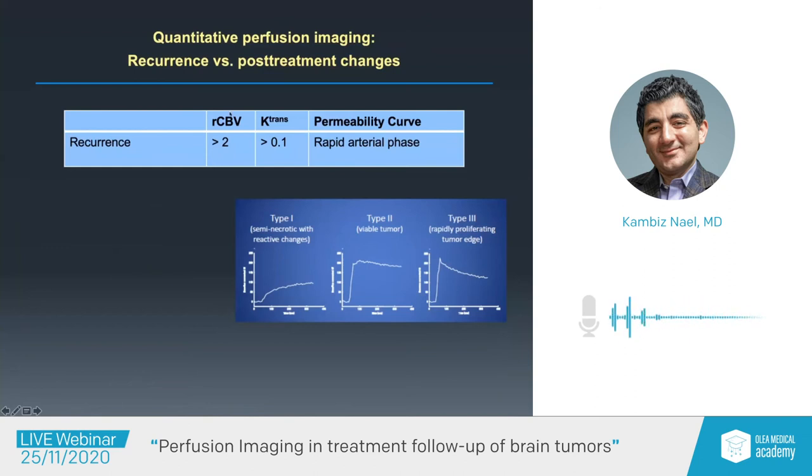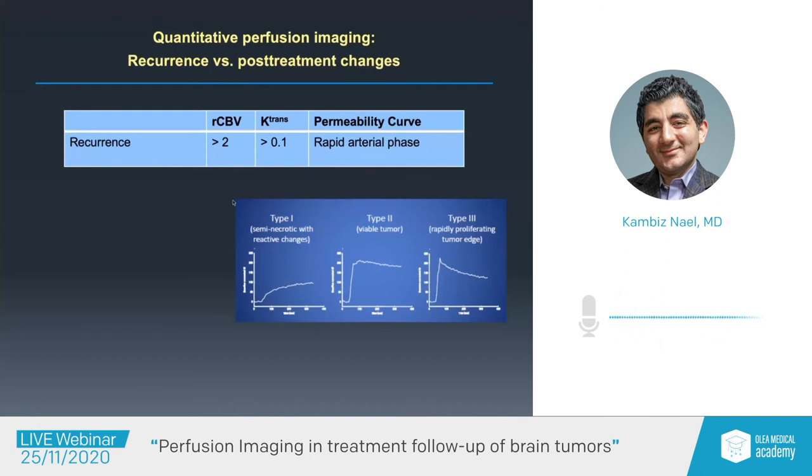So if the RCBV is more than 2, if K-trans is more than 0.1, and if the permeability curve that I show you here has a rapid arterial phase, then we are looking at a recurrent or progressive disease, and otherwise, we're probably looking at post-treatment changes or radiation necrosis.